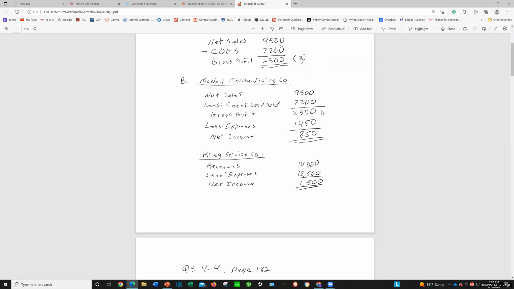Now, all we have to do now is include all of our other operating expenses. And if you take a look, the other operating expenses are 1,450. So put that in. So from the gross profit less the other expenses of 1,450, we have net income of 850.